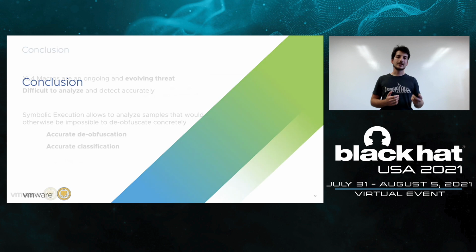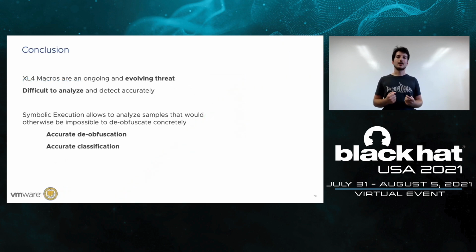So now, as a conclusion, XL4 macros are still an ongoing and evolving threat. They are very difficult to analyze and to detect accurately due to the set of evasion techniques which are used in the modern waves of this kind of malware. We believe symbolic execution provides a way to analyze these samples which would otherwise be impossible or very hard to deobfuscate using a concrete deobfuscator. This would allow us to accurately deobfuscate the samples and therefore accurately classify them as benign or malicious.